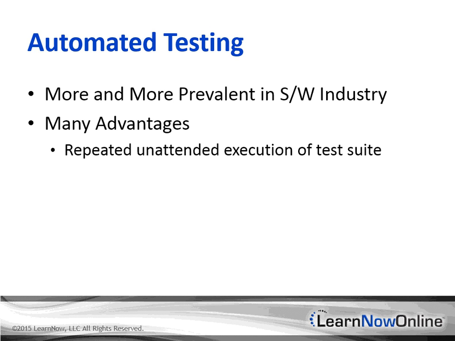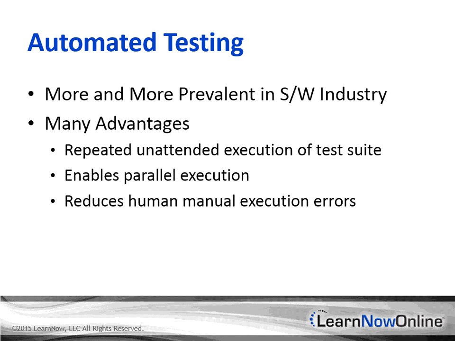For one, if you have automated tests, you can repeat them many times with no human intervention, which means that you can schedule them to run when you want. An automated test can be run in parallel, running the same test on many different hosts, which can significantly speed up the time it takes to run your tests.